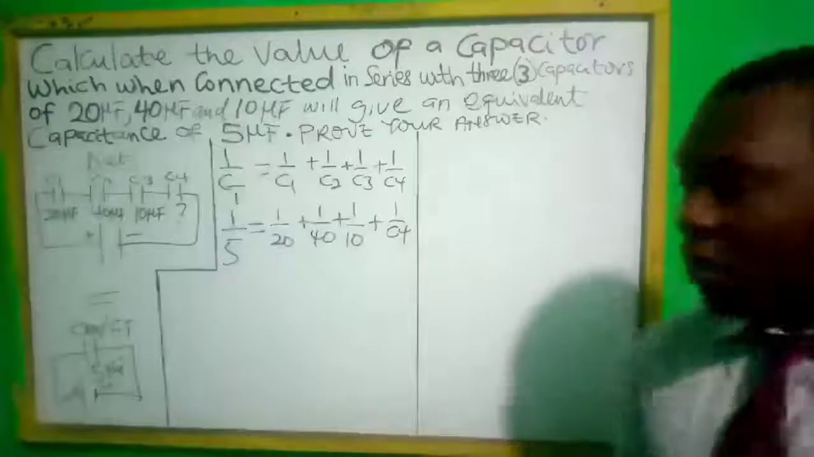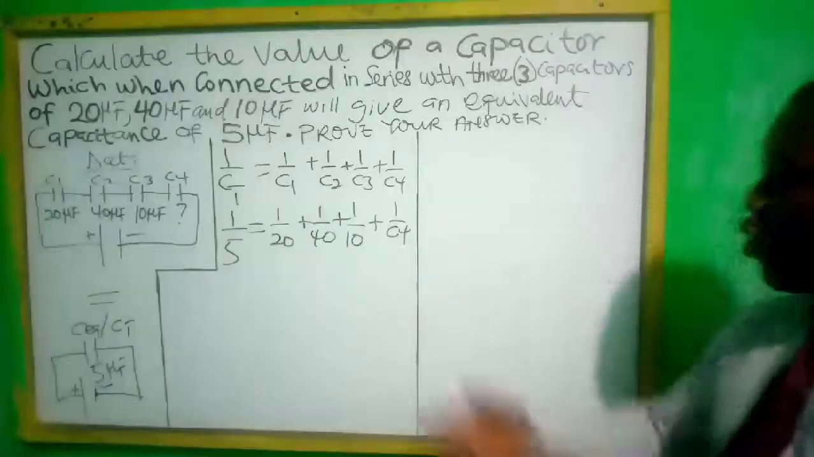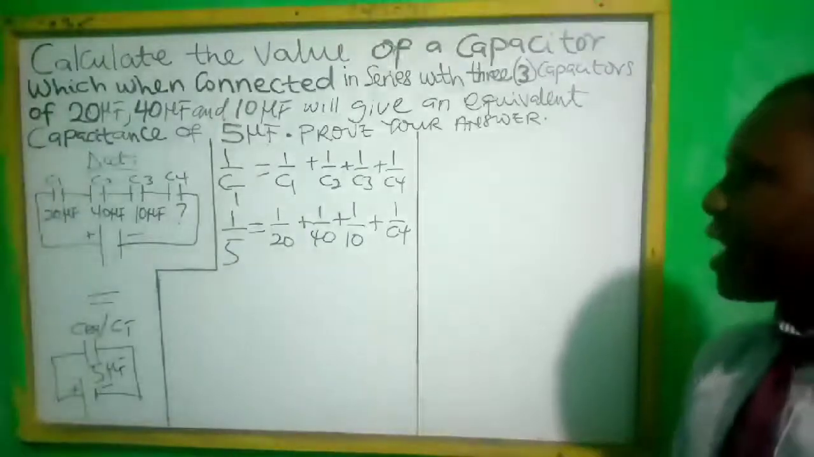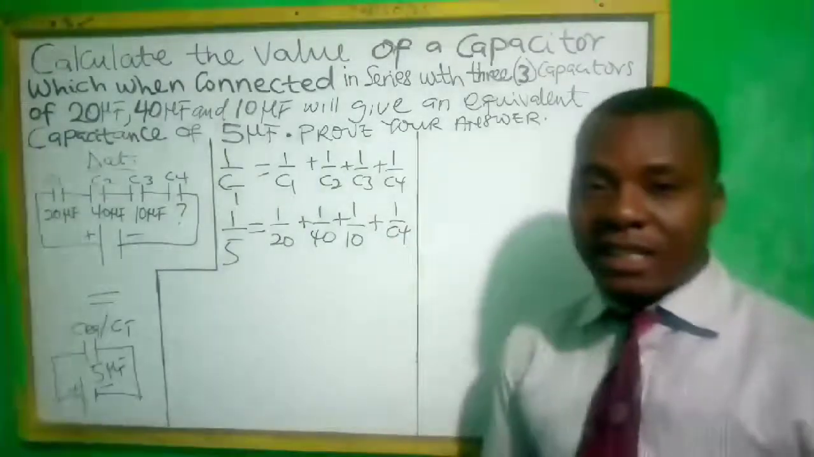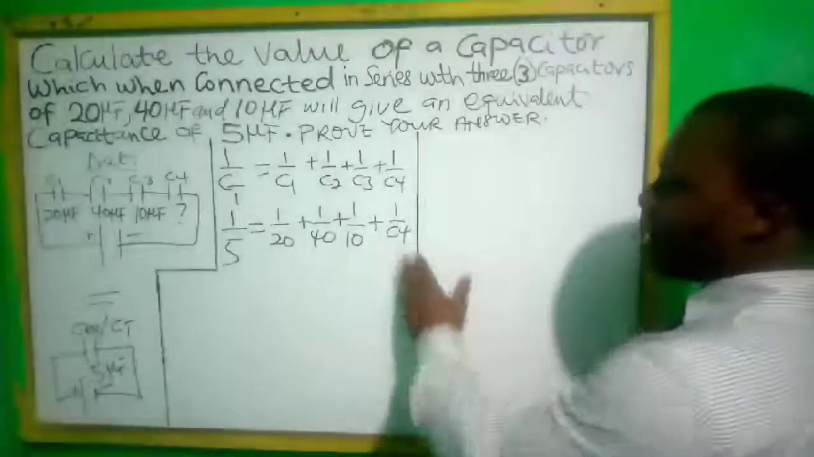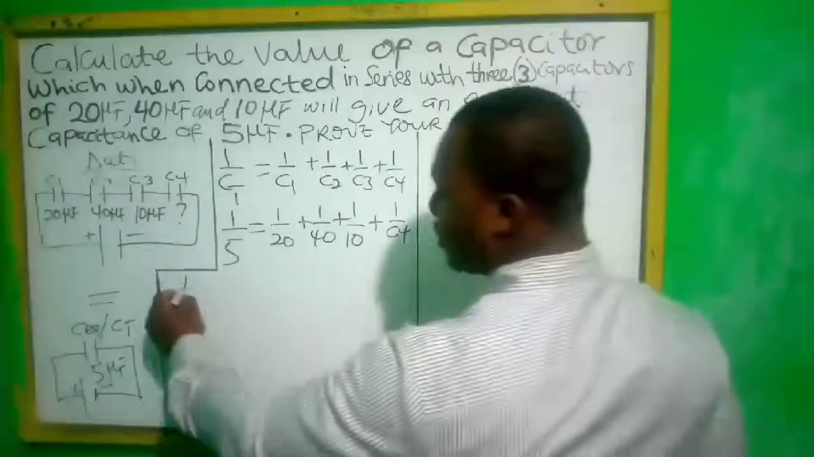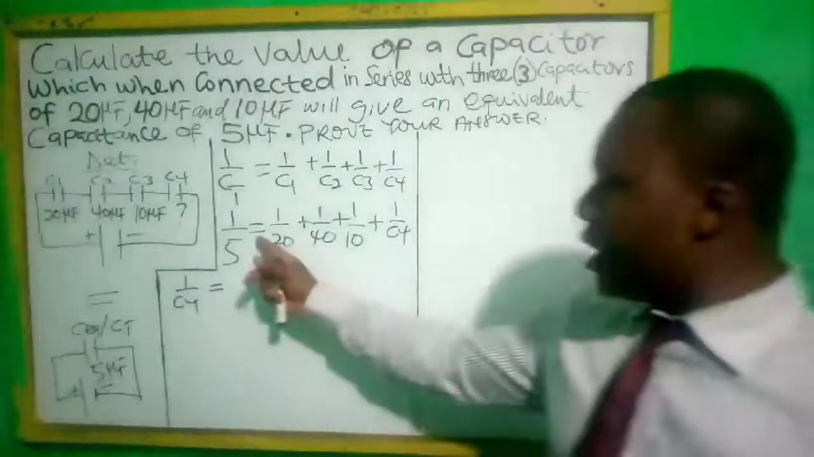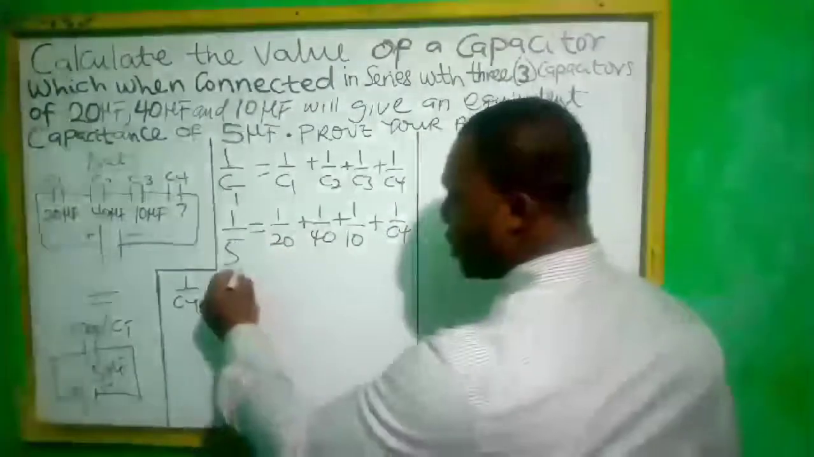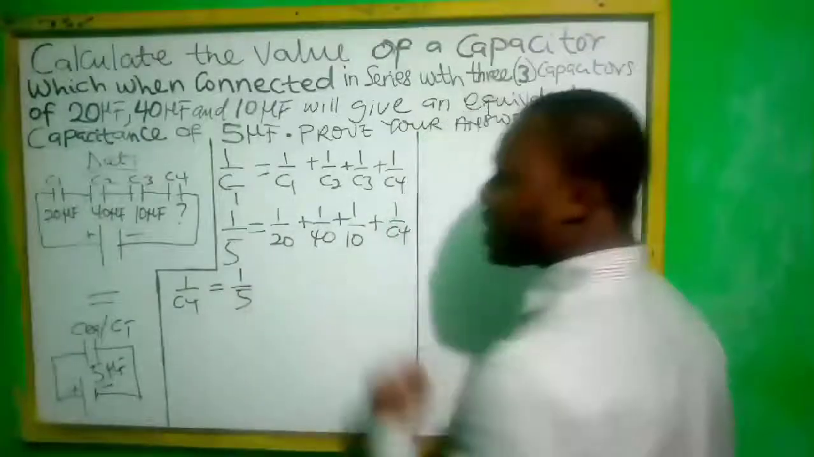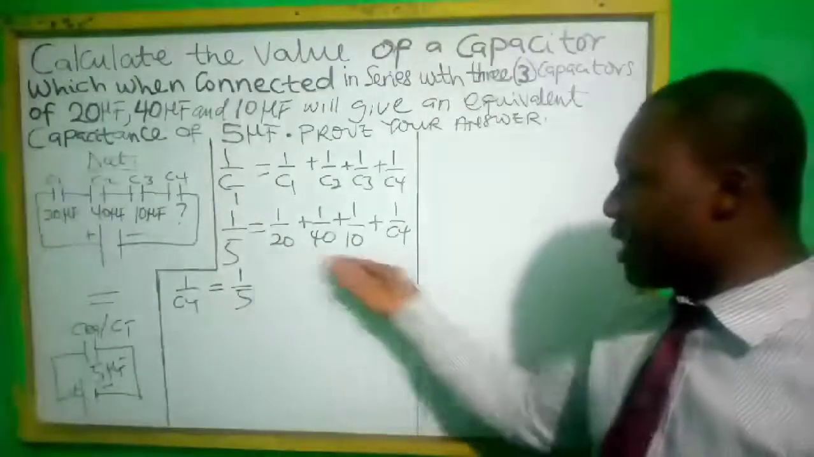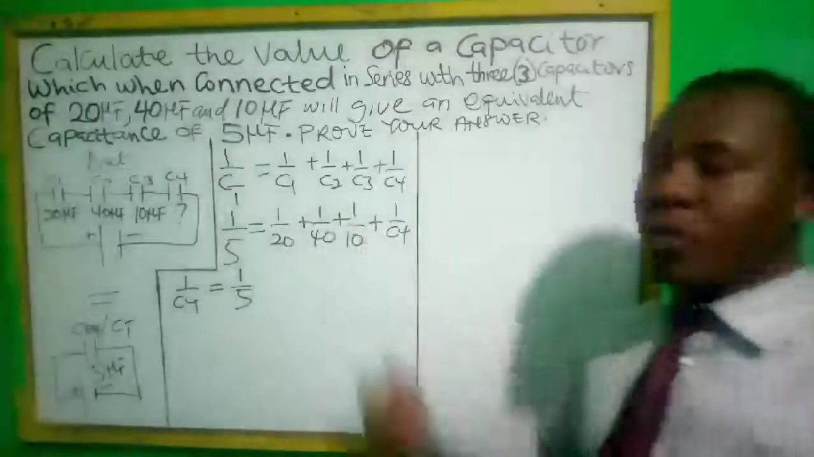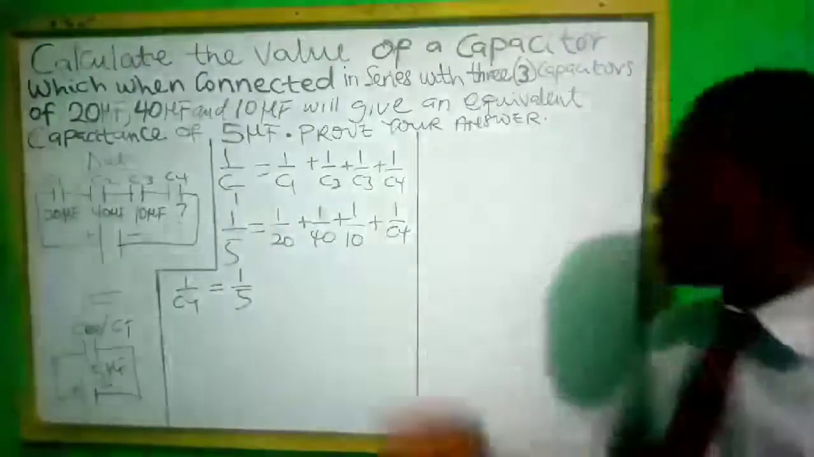We don't know C4. So when you get here, this is a critical point, and it needs deep or critical thinking to analyze. Because we are looking for C4, you bring 1/C4 here, equal to 1/5, and the rest you subtract from there. But you don't just subtract the numbers. We have to rearrange them.